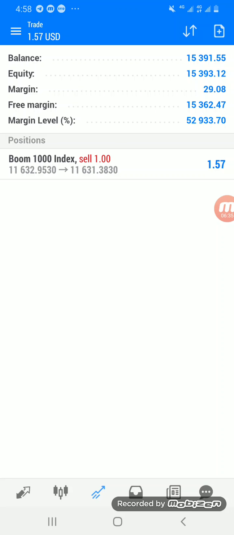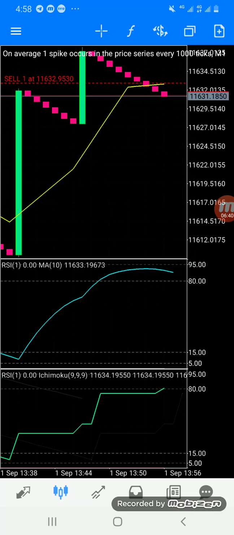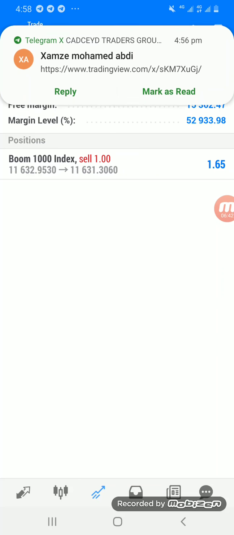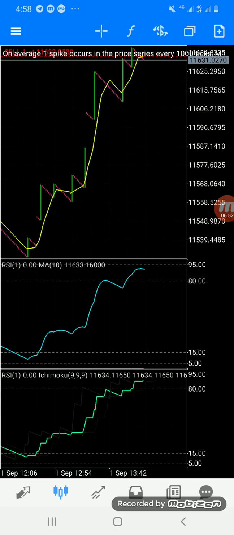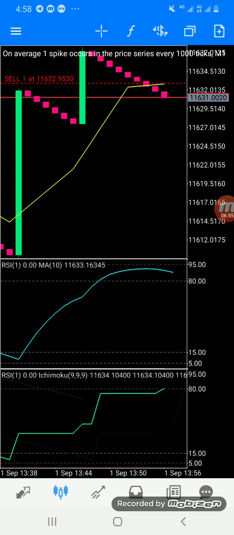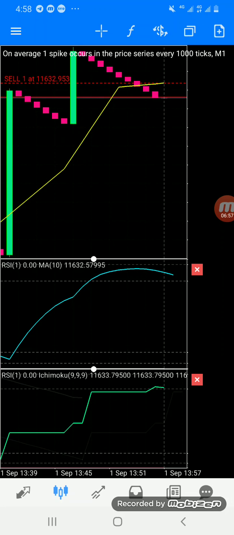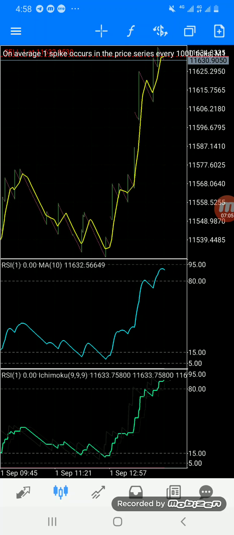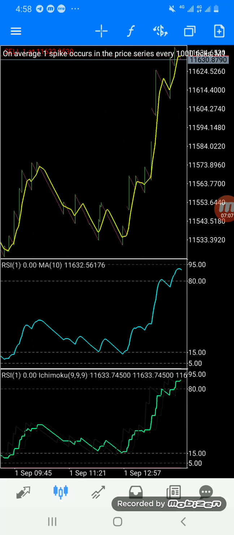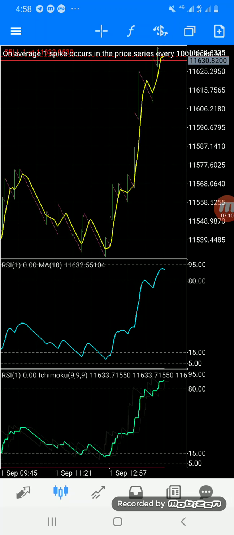Then you see I have only one. Then I can wait for another, or I can close it too. No problem. This account is not real, because I'm going to show you how this strategy works only. Then the entry and the second, I will close when this candle closes. That is the 3 candles which I always like to take to minimize my losses. So this is how it works in boom.